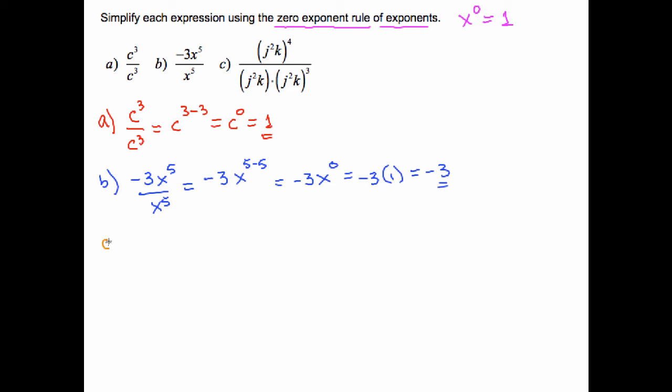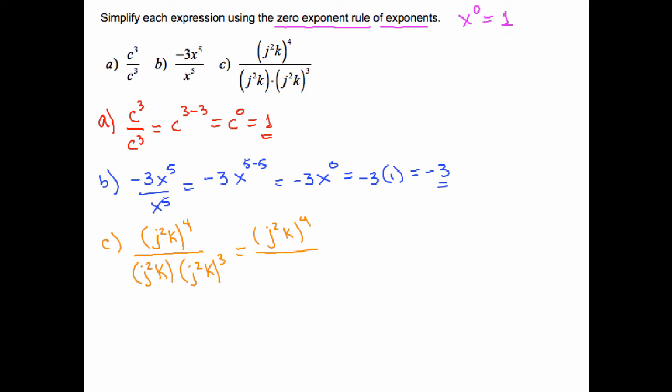On part C, I have the base of j squared times k raised to the 4th, divided by a product, j squared k times the base j squared k raised to the 3rd. Now notice I do have a common base, which is j squared k. So I'm going to leave the numerator as j squared k raised to the 4th.